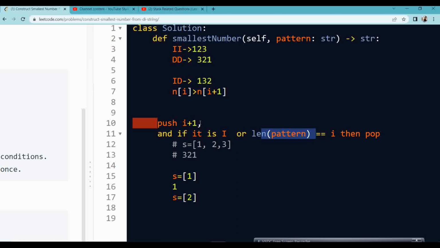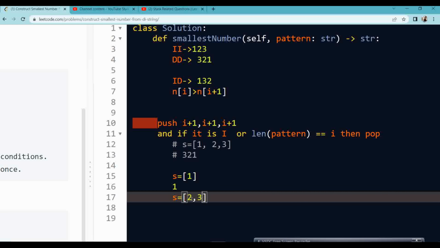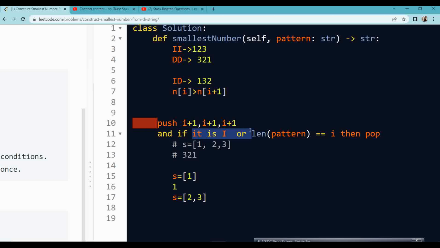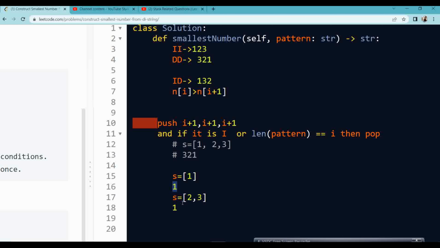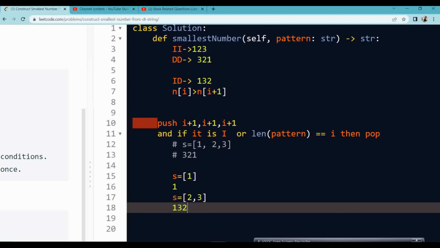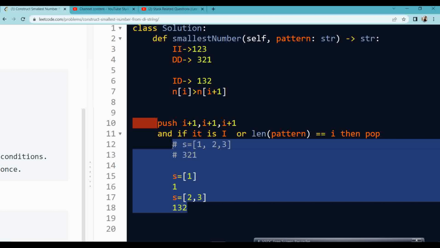I will again go. Now I will again insert i plus 1, that will be 3. Is it equal to I? No. Is length of pattern equal to i? Yes, because here i is 2 and length of pattern is also 2. Now I can pop it out. Now it will be 1, previously it was 1. Now I will pop, so it will be 3 and 2. That will be the answer. You can take any example.